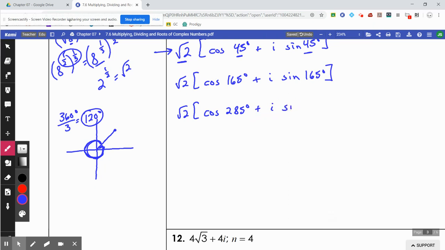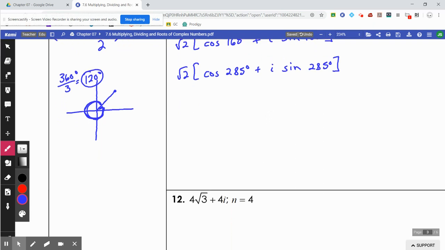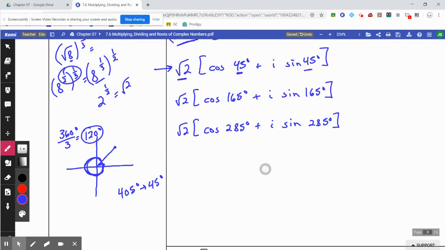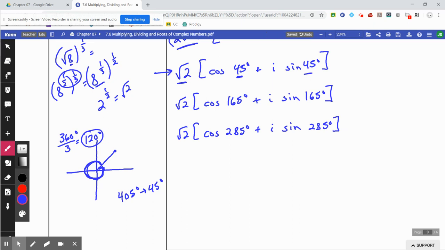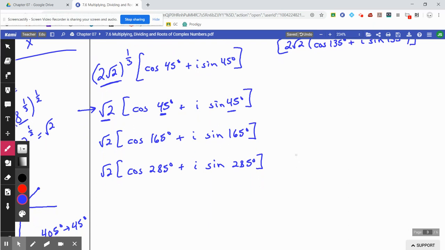They're equally spaced. So I should have 3 roots, but you might say, could you not just add 120 again? Well, what happens when you add 120 to 285? It gives you 405 degrees. Guess what 405 degrees is? It's coterminal with your original. So therefore, we found all 3 of our cube roots. So let's go ahead and distribute these back out.